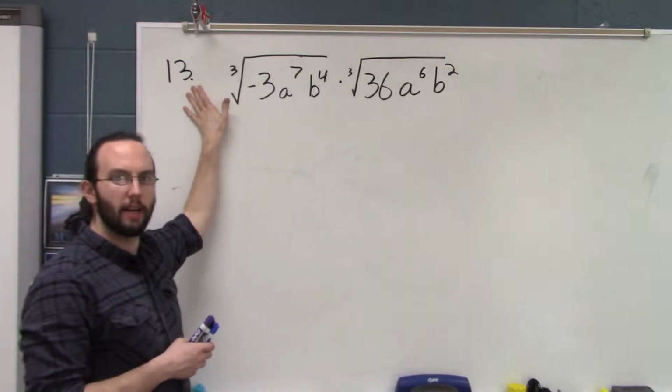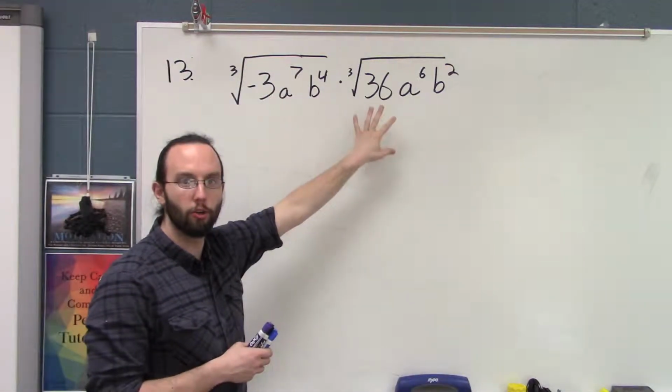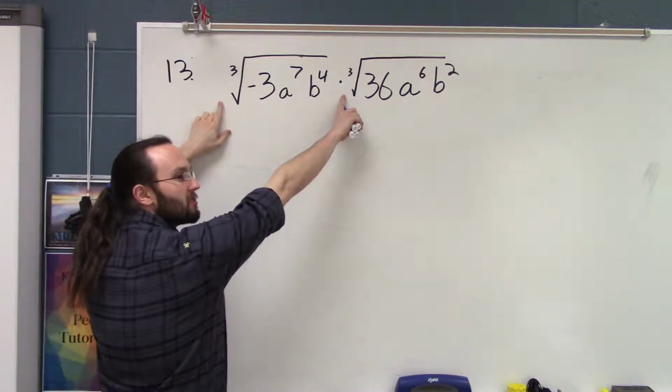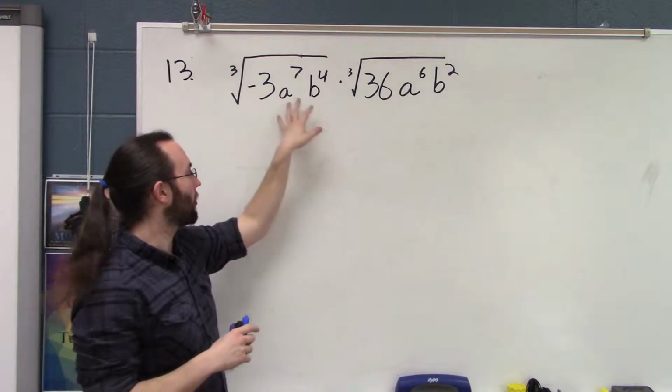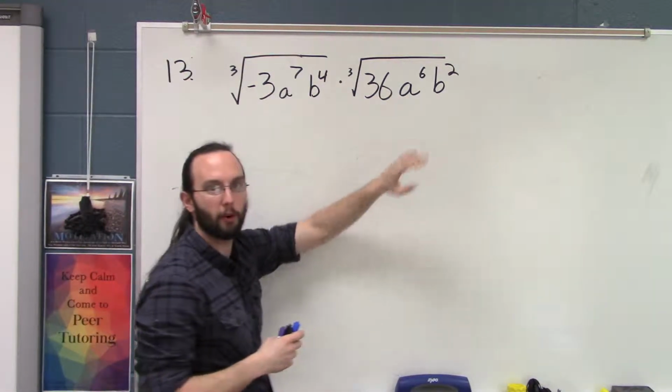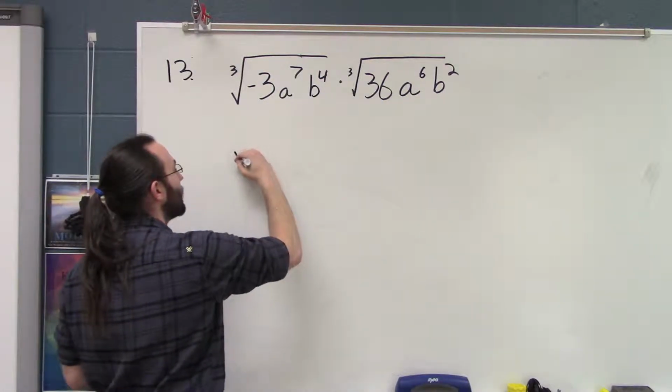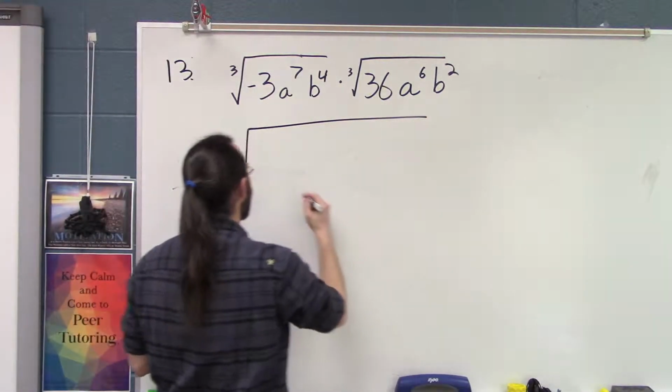All right, on number 13, we are multiplying these two cube roots together. Note that neither one has a coefficient out front, so we don't have to worry about that part. All we need to worry about here is the stuff underneath each of these radicals. So we can multiply everything underneath the radicals together.